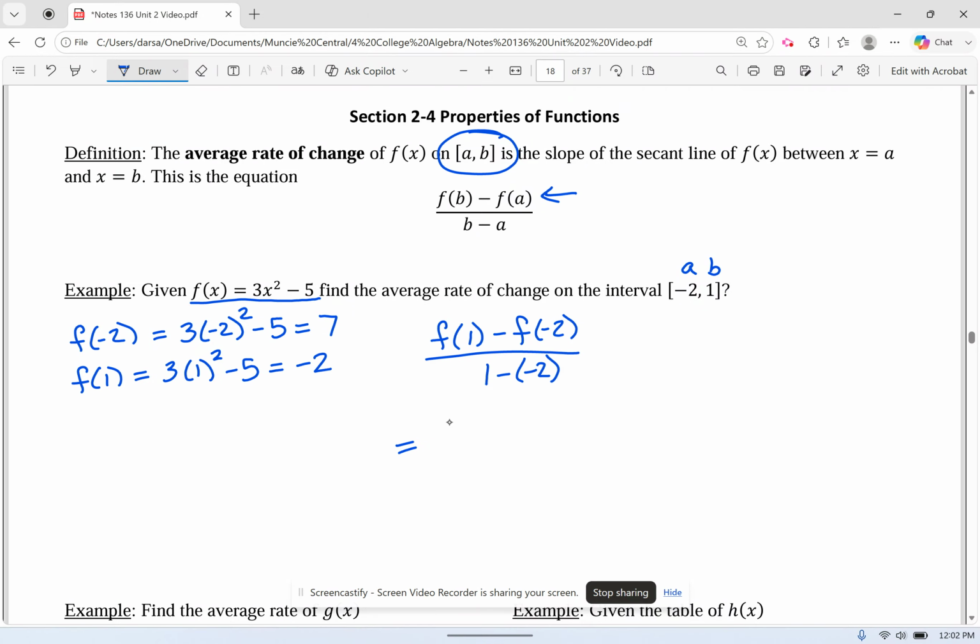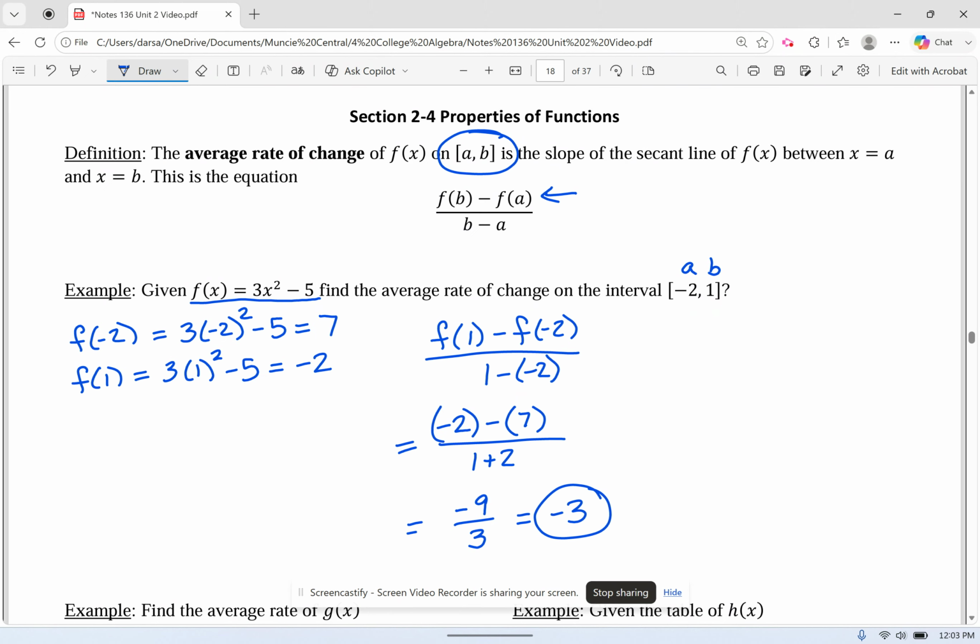Now, we know f of 1, we just calculated that, that is -2. And we know f of -2, that is 7. So we have -2 minus 7, and then 1 minus -2, well, that's 1 plus 2, correct? So this gives us -9 over 3, or the average rate of change of the y values is -3. What does that tell us? It tells us the y values on average are decreasing, and on average they're decreasing at a speed of 3. So it's just the slope between those 2 points.